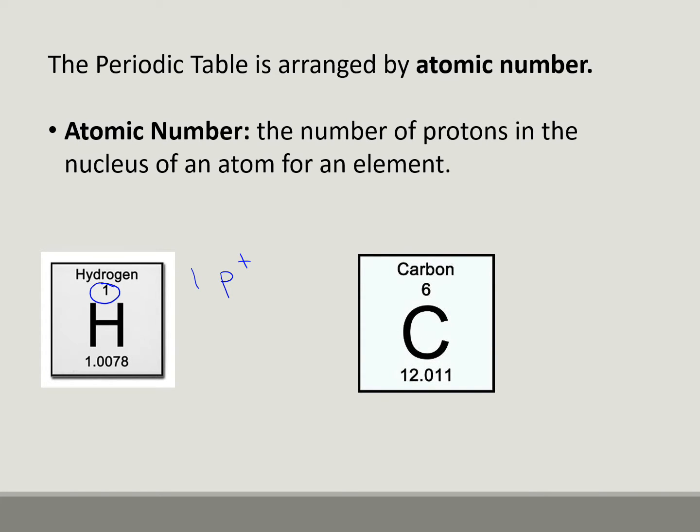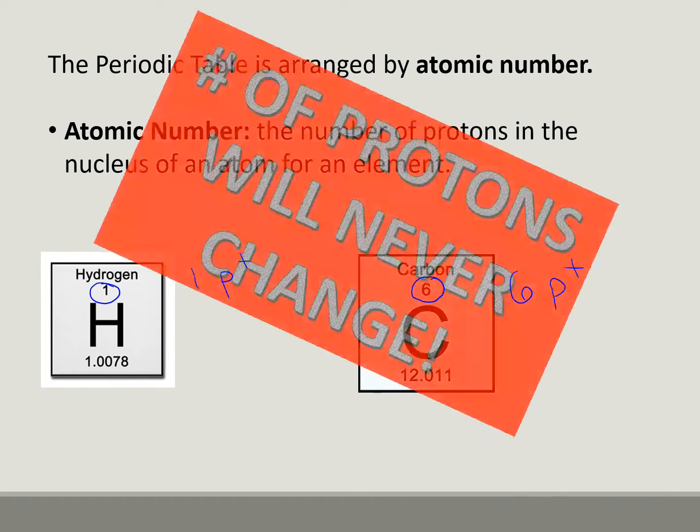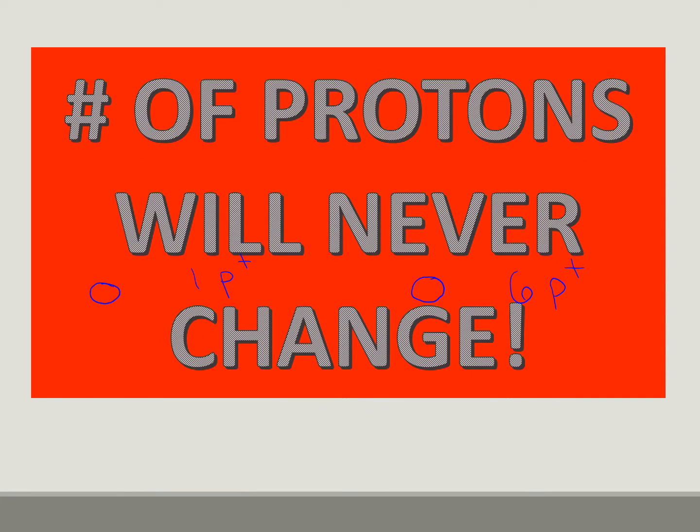For carbon on the periodic table, the atomic number, the number without a decimal, is 6. So the carbon would have 6 protons. In the last video, we talked about how each element has a different number of protons and electrons and neutrons. The key thing to understand here is that the number of protons will be different for each element. The number of protons will be unique to each element. And the number of protons will never change.